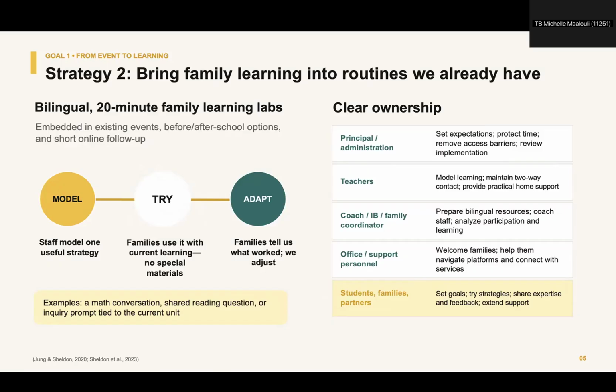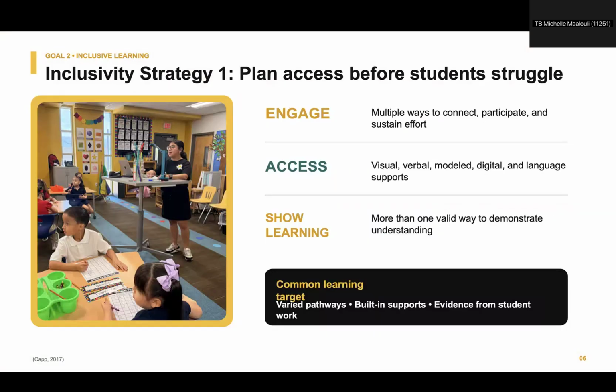So our second goal carries the same emphasis on participation into instruction and school culture. Our first inclusivity strategy addresses classroom instruction. Each team will use universal design for learning during weekly planning by asking three questions. How will students engage with their learning? How will they access the content? And how can they demonstrate what they are understanding? The learning target remains common, but the pathway does not have to be identical.